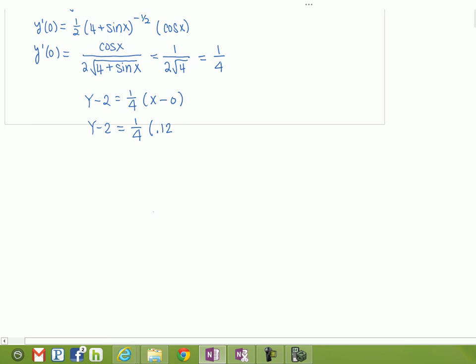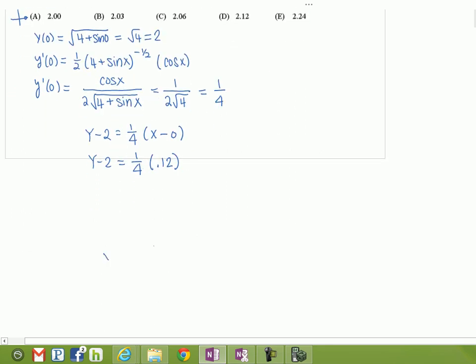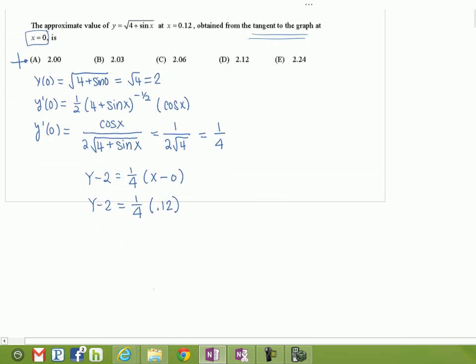Oh my lord, I have no idea why that keeps happening. Alright. And then I'm going to add 2 to the other side. Holy crap.